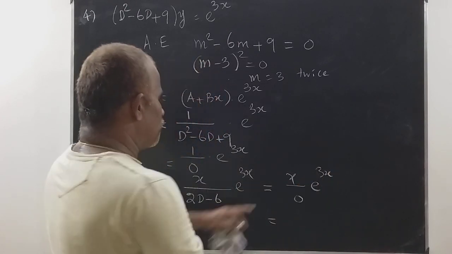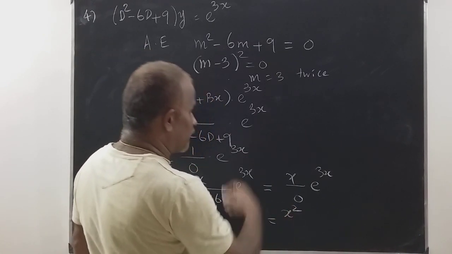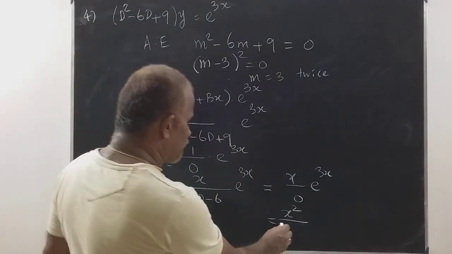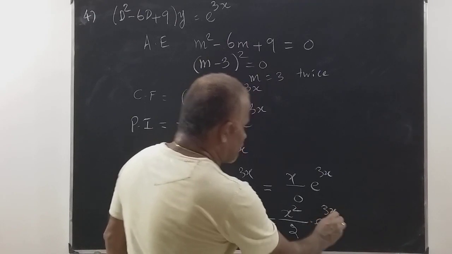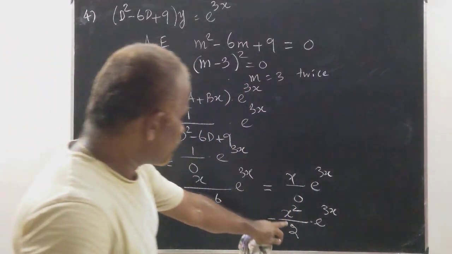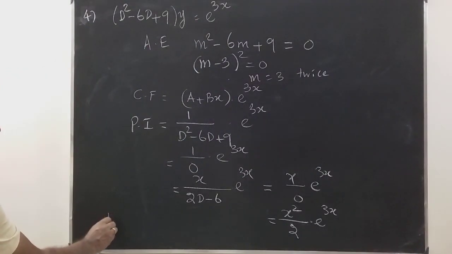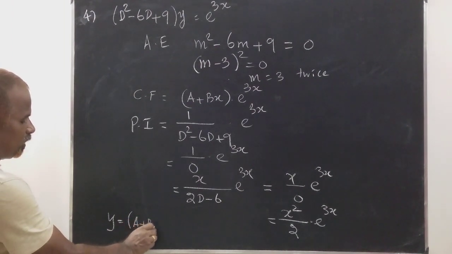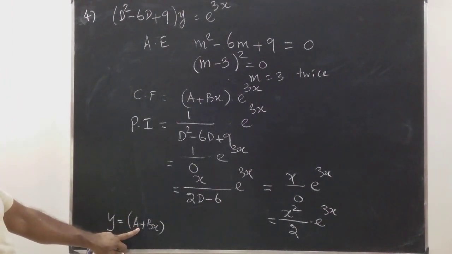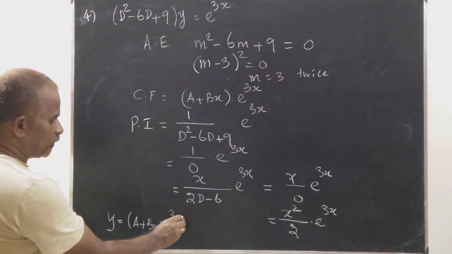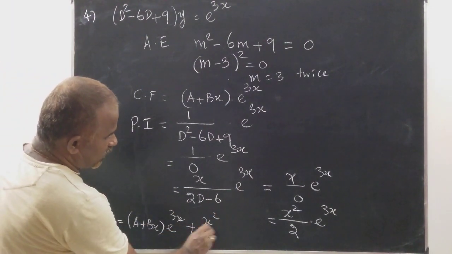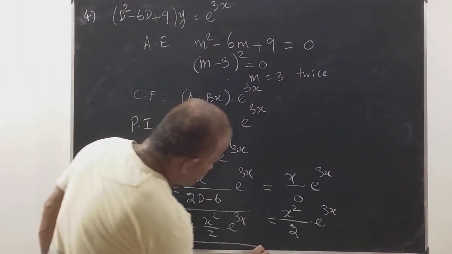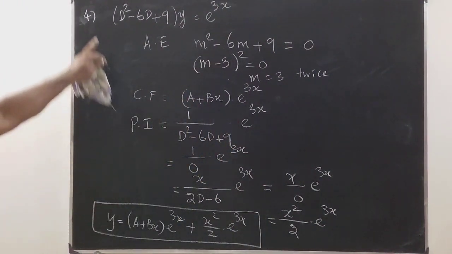So again you have to multiply by x, giving x squared divided by 2, into e power 3x. Therefore the particular integral is equal to x squared by 2 into e power 3x. So the general solution is the complementary function, A plus Bx, or we can write Ax plus B, into e power 3x, plus x squared by 2 into e power 3x. This is the required general solution for the given differential equation.